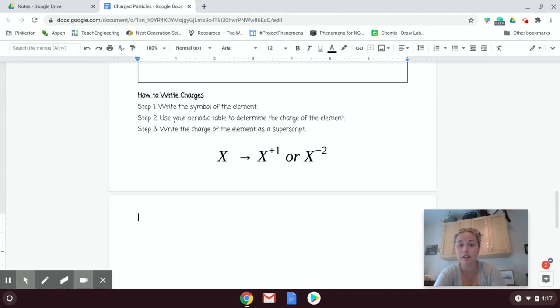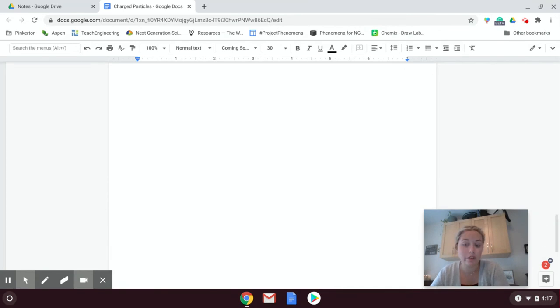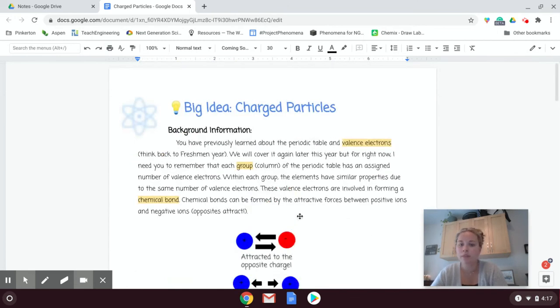So you're going to look at what group your element is in to figure out what charge it has. And then you're going to write the charge of your element as a superscript. So in this case right here, our X has a +1, or over here it has a -2. So that's just how we indicate charges of our elements, or our ions, I should say. And that's it for notes. So short and sweet. Pause this video when you need to.